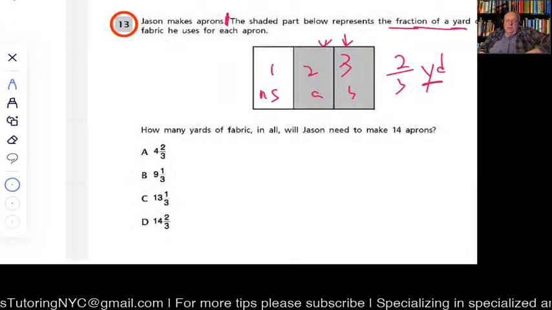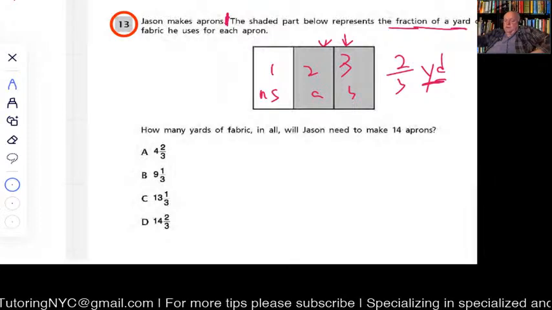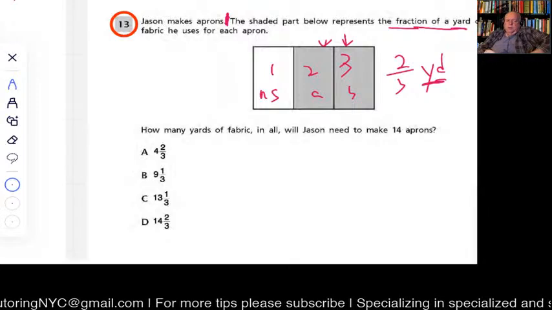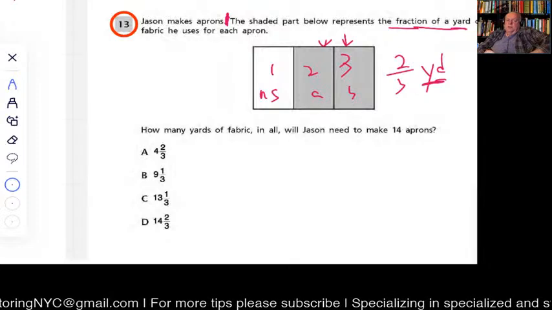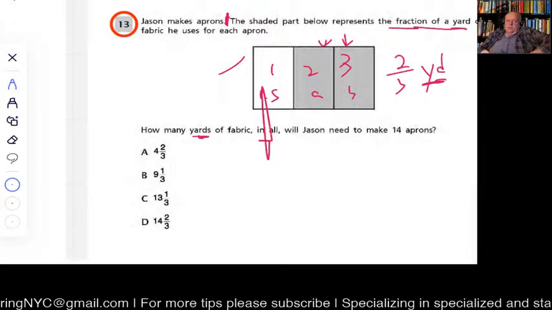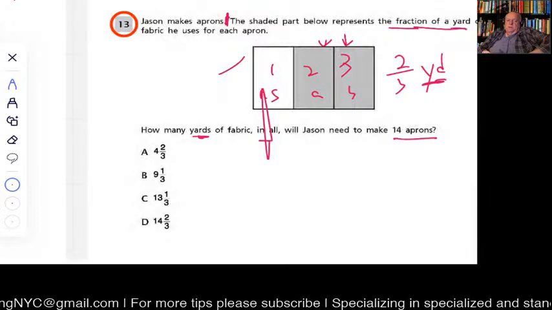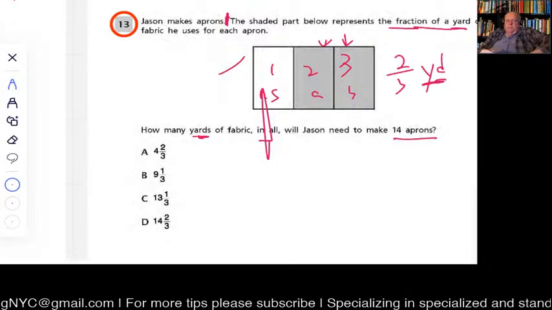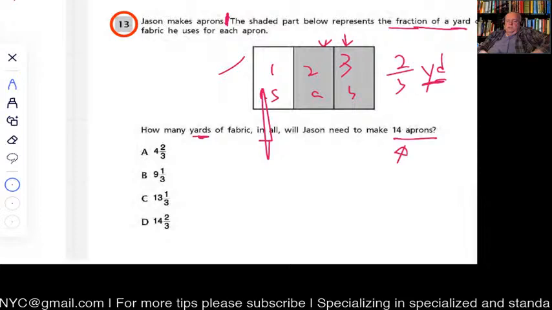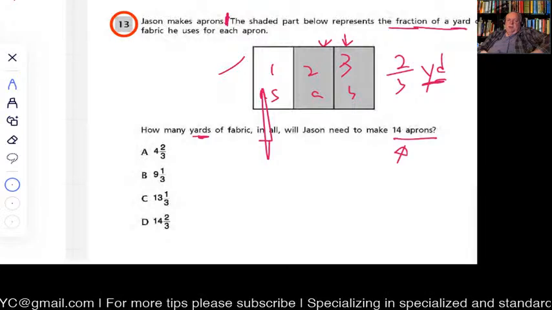So let's keep in the back of our mind that we may have to worry about the units at some point. Because sometimes in these questions, they end up talking about feet or inches or whatever. They start off by talking about feet and they end up asking about yards. So I think we interpreted the figure right. Then they ask how many yards. So the unit's still there. In all, how many yards will Jason need to make 14 aprons? He needs 14 aprons. Okay, so let's go look at the problem again. Jason makes aprons. The shaded part below represents the fraction of a yard of fabric he uses for each apron.